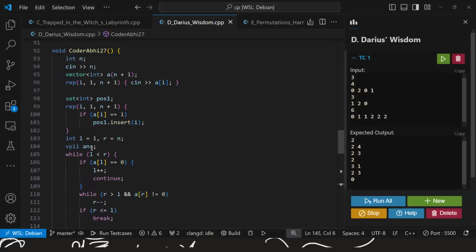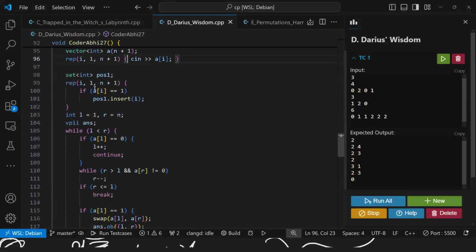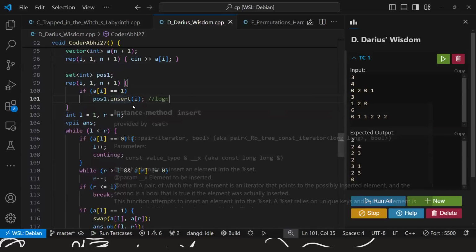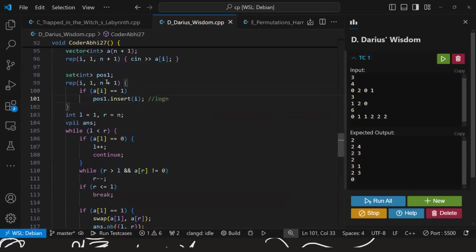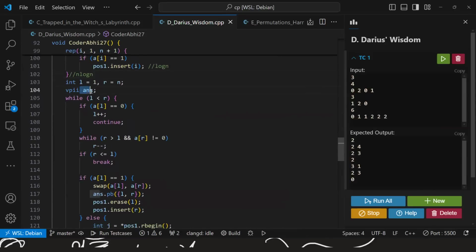If you analyze its time complexity, this is the input part, which is taking an n-sized array, then inserting into the set takes log n time. Log of the size of set, so at max n elements, so log n time. And this is done n times. So overall, this would take n log n time. Now I initialize this answer.